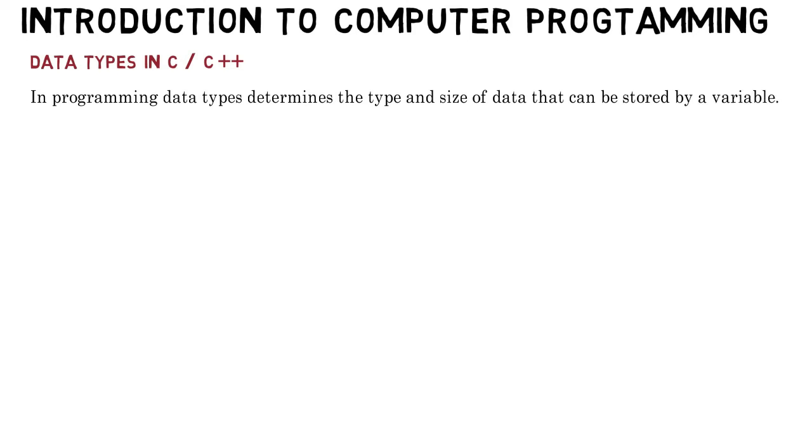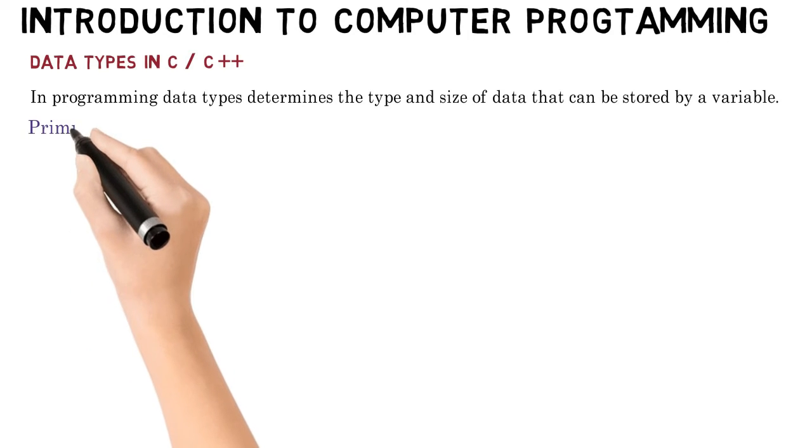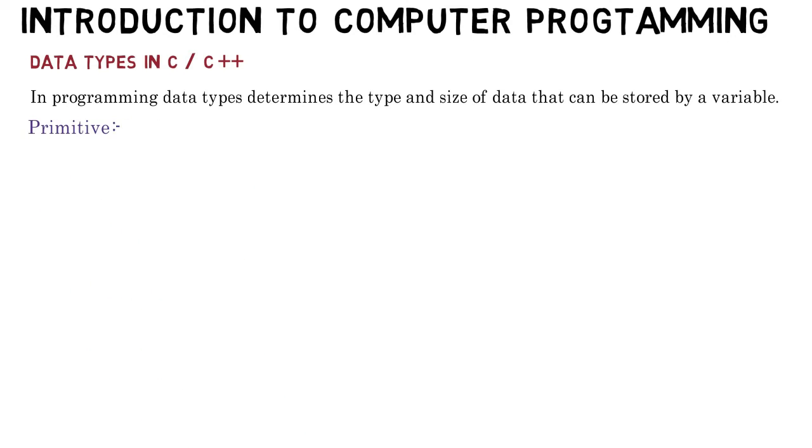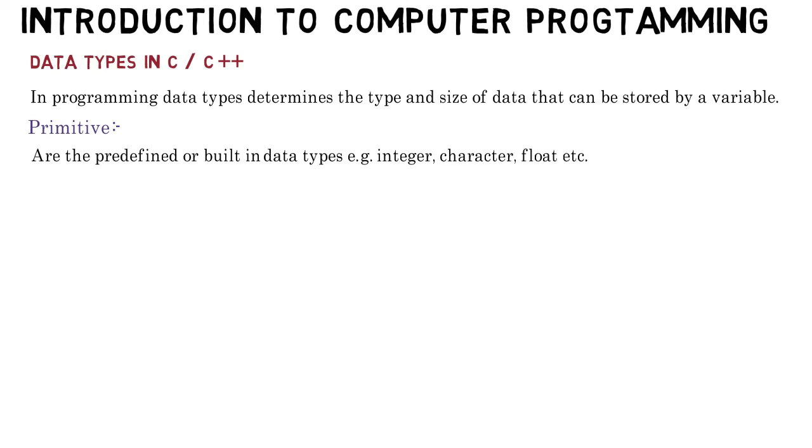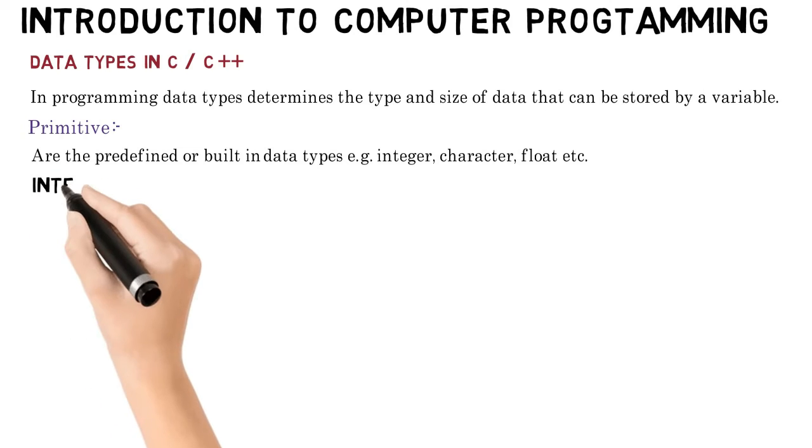There are basically two main types: primitive data type and abstract data type. Primitive data types are the predefined or built-in data types that can be used directly by a user to declare variables, for example, integer, character, float, etc. Abstract data types are defined by the user itself, for example, structures, classes, etc. But in this video, we will discuss the primitive data types, starting with the integer.